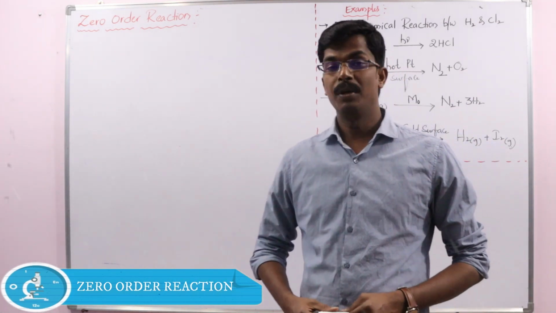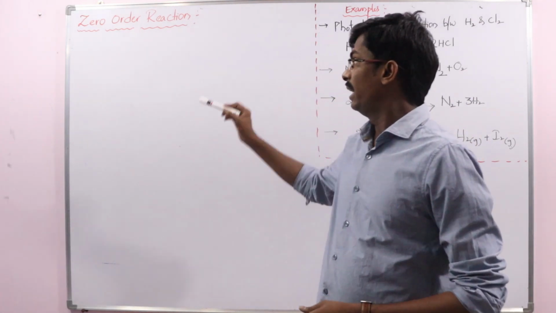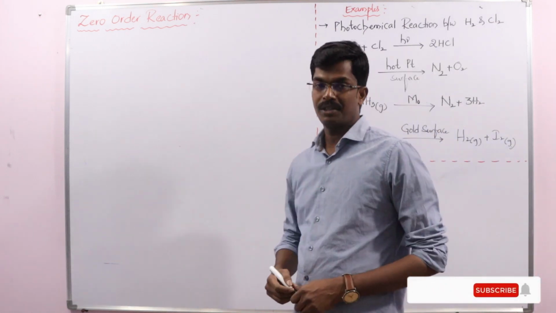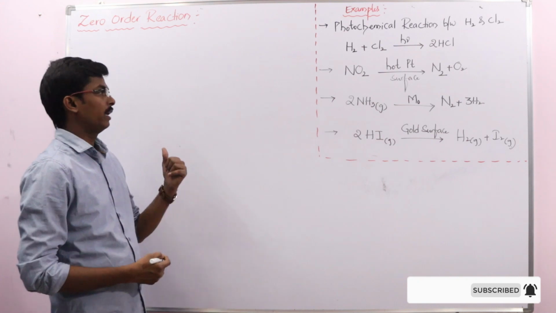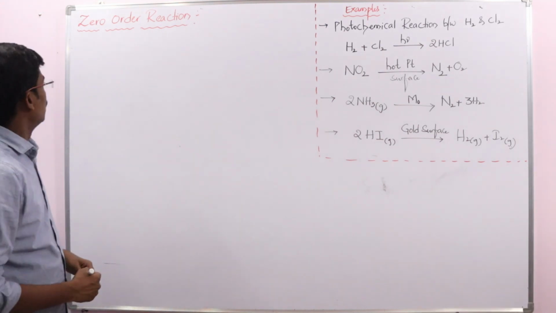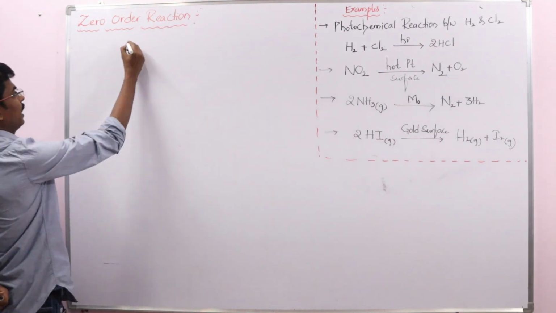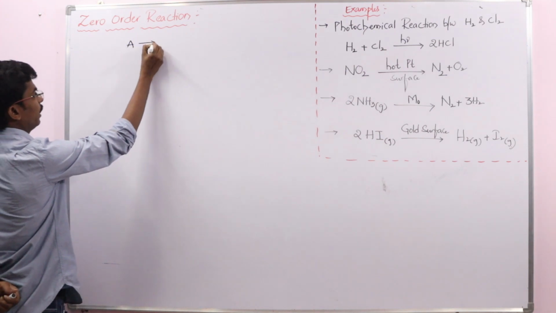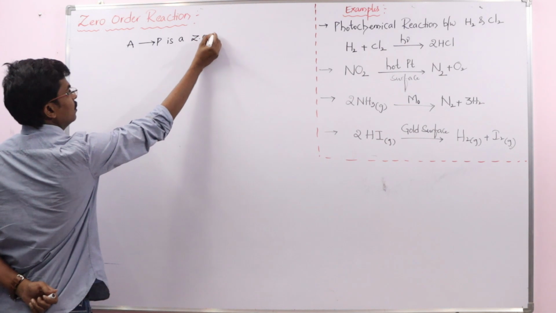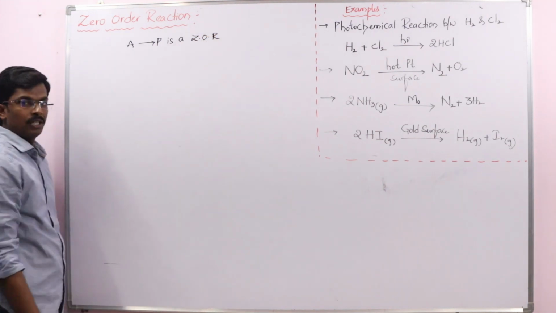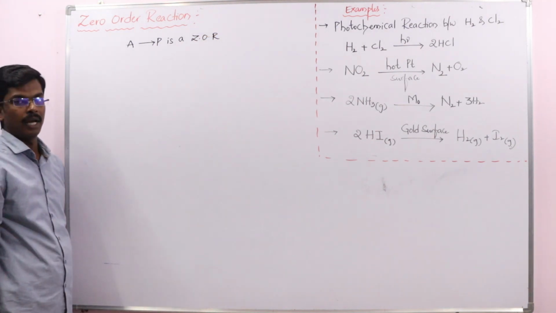In this lecture, I am going to explain the integral form of the zero order reaction. I am going to derive the integral form of the zero order rate constant, K naught. Assume that one reaction, A gives rise to product, is a zero order reaction.